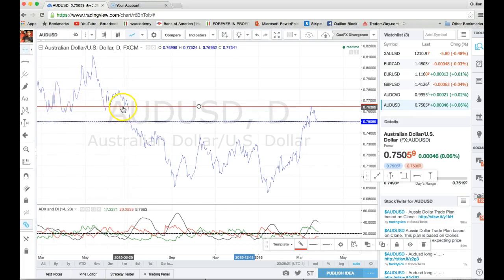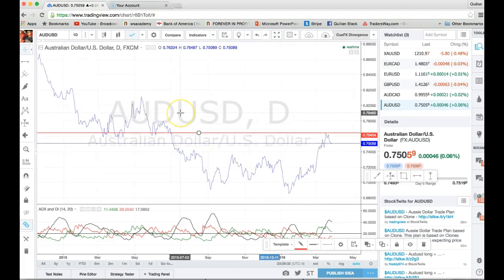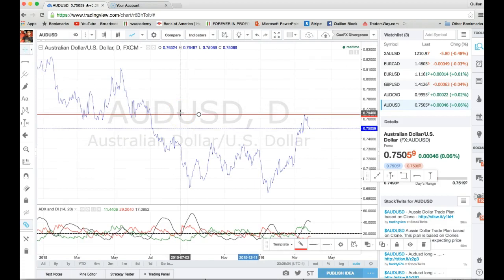So support, resistance. Pretty much this area right here is a definite area you've got to take into consideration, because it's an area where price had a lot of indecision, and it's going to keep on having that indecision in the future also. So you've got to mark that up as well.